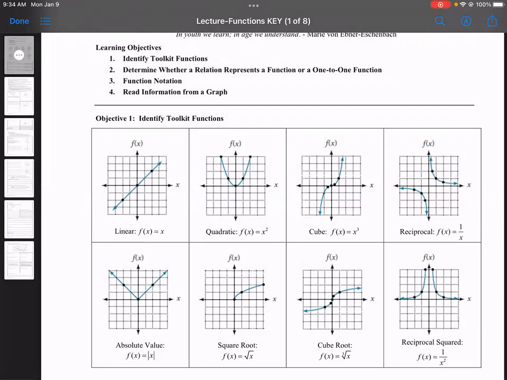So no 0, everything but 0, right? Everything but 0, because at 0, the function is going crazy, right? On the left, it goes to negative infinity. On the right, it goes to positive infinity.